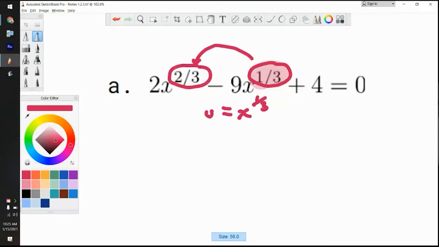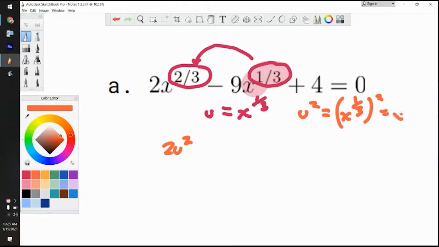Oops. So this right here is going to be your u. Now watch this. What you can do here is rewrite this to be 2u squared, because technically u squared is equal to x to the 1/3 squared. And x to the 1/3 squared is equal to x to the 2/3. So this u squared right here, I'm going to try to color code it. This x to the 2/3 power can also be written as 2u squared.